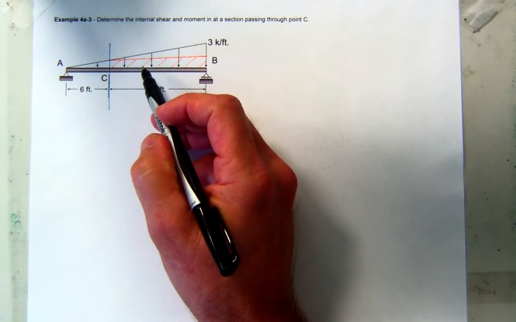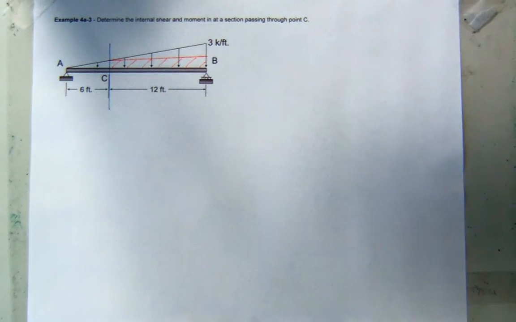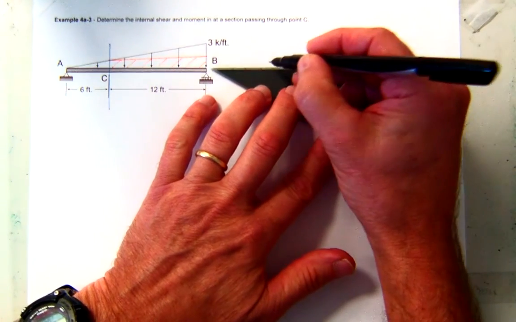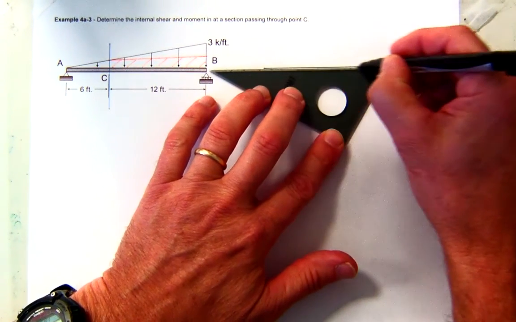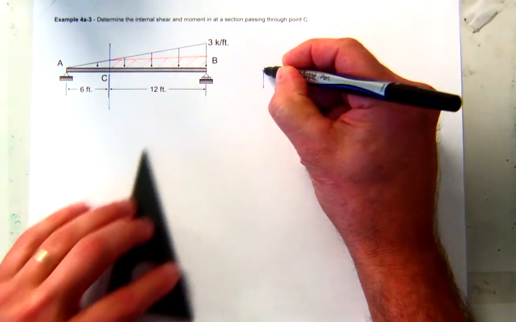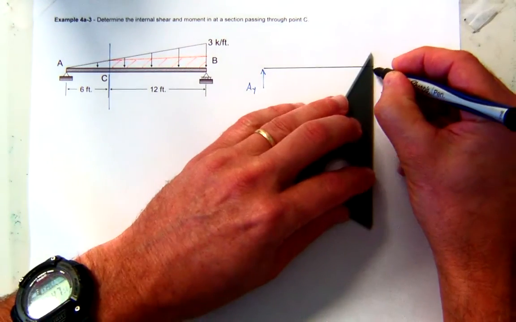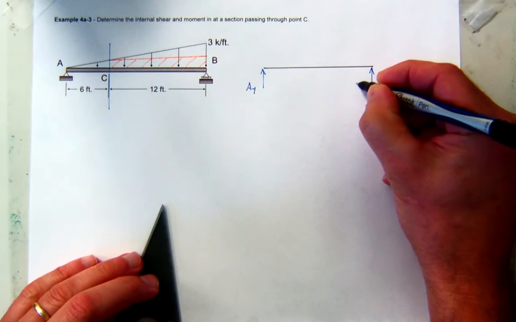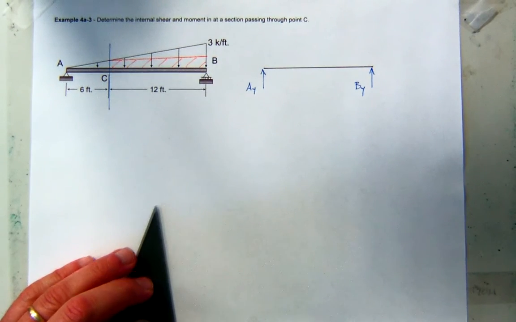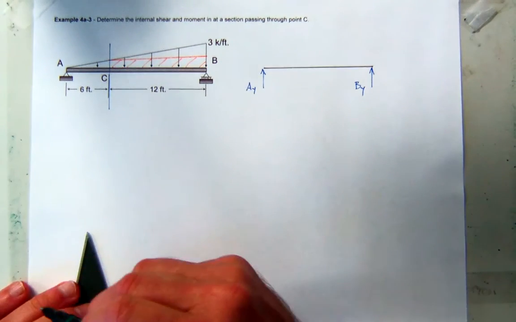I think it's going to be a lot easier to deal with the left side, so I'm going to do that. That means I need to find my reaction at AY. So again, I'm going to draw a free body diagram of the structure, and I'm going to assume a reaction at AY and one at BY. Now I have to resolve my triangular load into a concentrated equivalent.